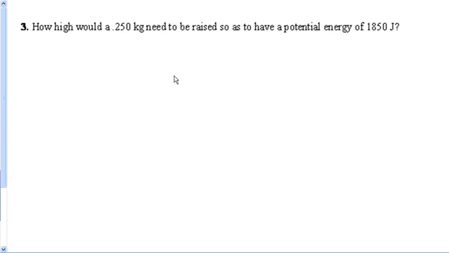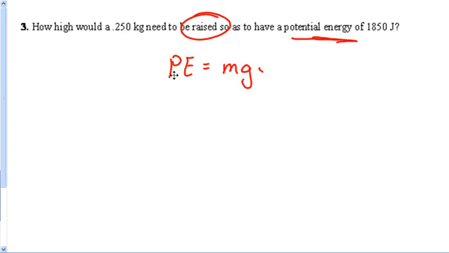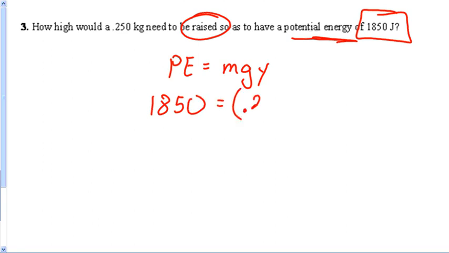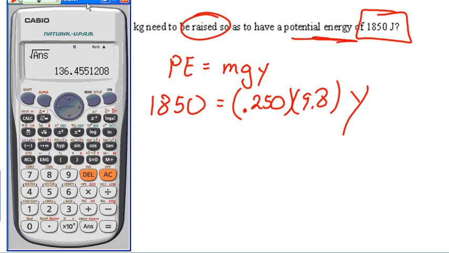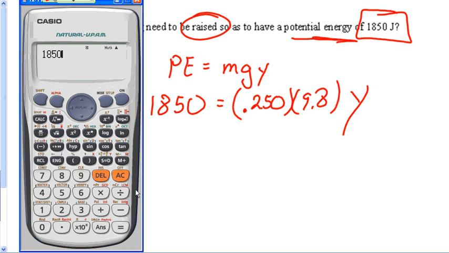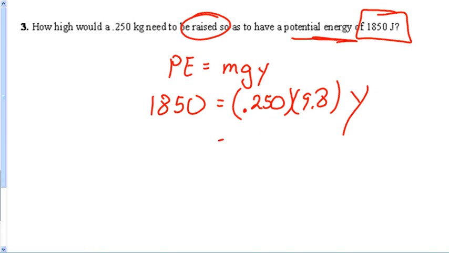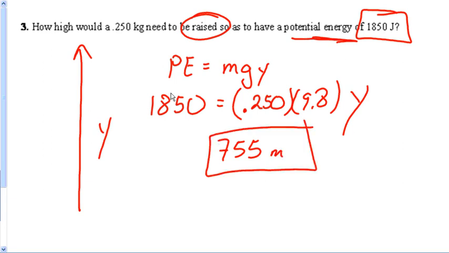Number three, you're trying to raise an object up to give it potential energy. So I'm going to go with mgy, and it gave me my potential energy over here. So that's 1850 equals m, which is 0.250 kilograms, times 9.8 times y. Mathematically, I'm going to take 1850 and divide it by, in parentheses, the product of 0.25 times 9.8. It looks like I've got an answer of 755, and this said to raise, so this is a height, so meters is the unit on that one.